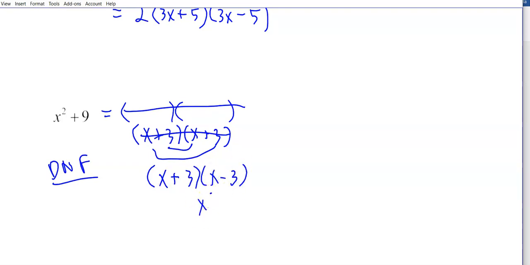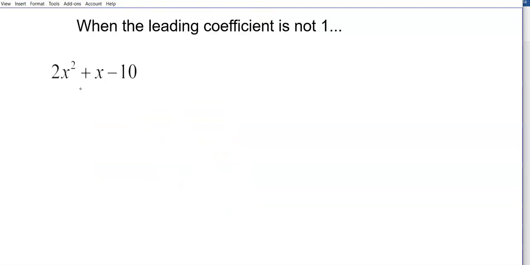But that would be x squared minus 9. That doesn't work. So it really doesn't factor. So there's nothing called sum of squares. We don't really have a way to factor that over the real numbers, but we do have a way only if it's a difference. So be careful about that. That could be a trick question.